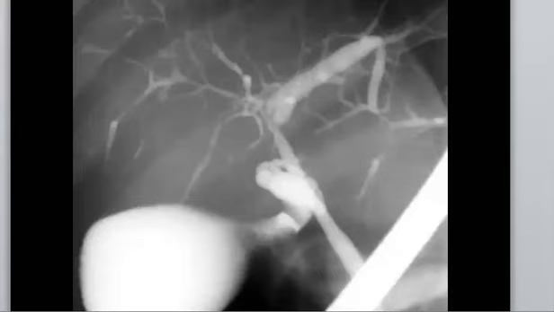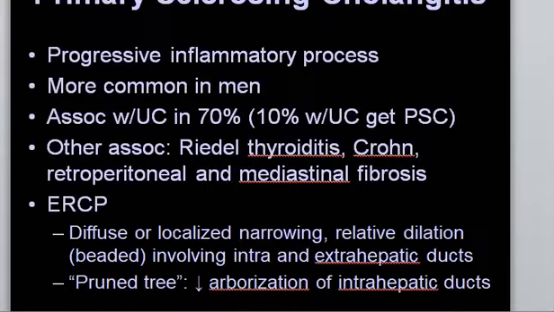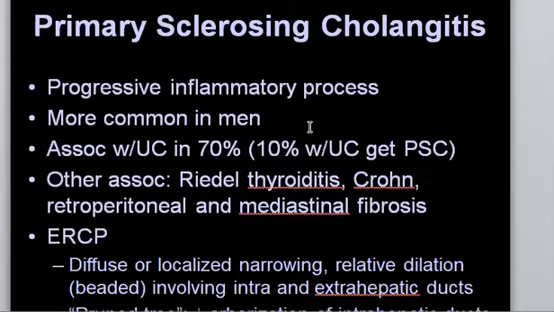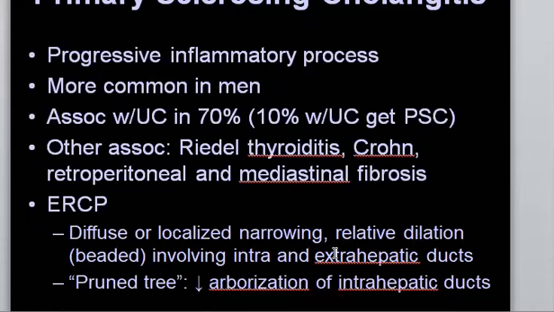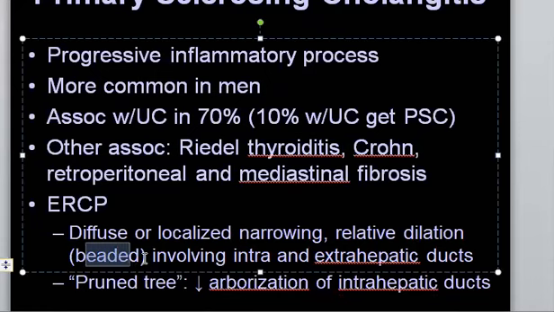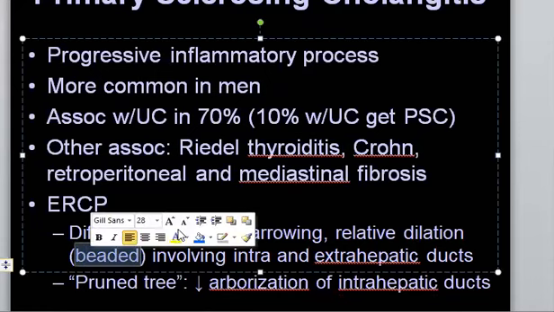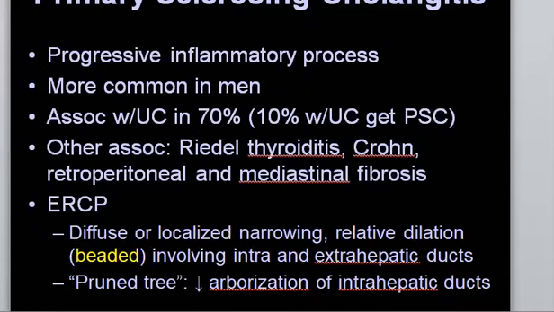So when you find this appearance, you are going with primary sclerosing cholangitis, which is a progressive inflammatory process, more common in men, and associated with ulcerative colitis and other associations. This is a good description to know; this beaded appearance is very useful when you mention it.